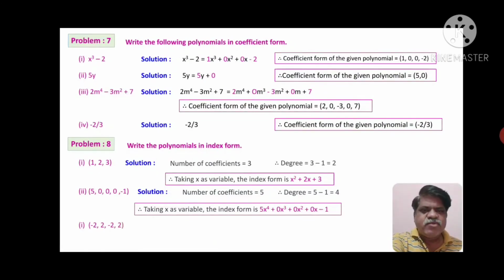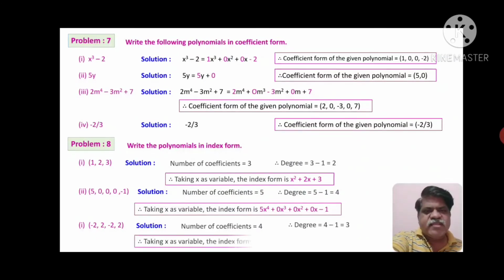Third one, minus 2, 2, minus 2, 2. Friends, here again the number of coefficients that we find is 4. Therefore degree will be equal to 4 minus 1, that is 3. Therefore taking x as a variable, the index form of this will be minus 2x cube plus 2x square minus 2x plus 2.